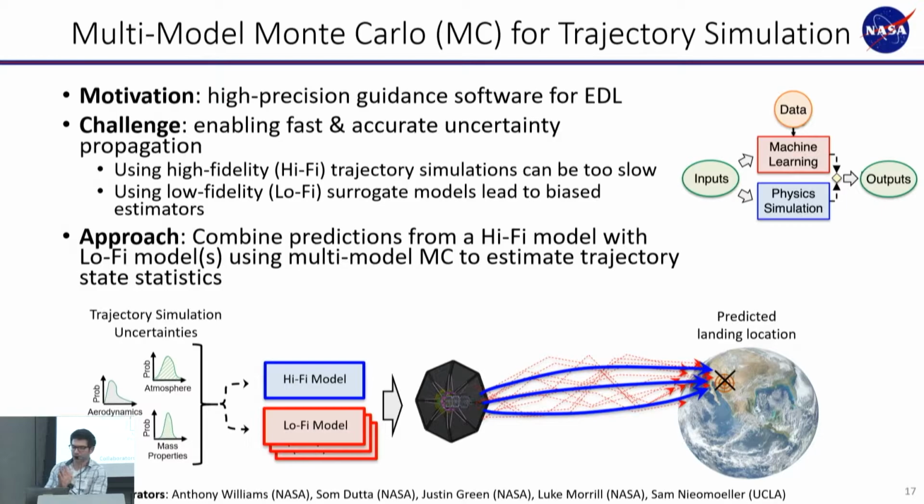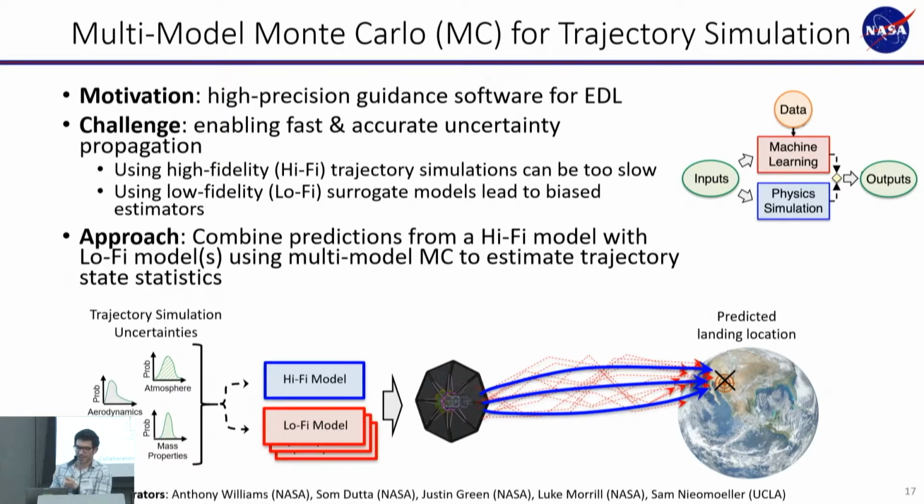All right, first one, multi-model or multi-fidelity Monte Carlo. We're actively working on applying this to a problem in entry, descent, and landing right now. So a model that is a trajectory simulation. Our ultimate motivation in this project in particular is to develop high-precision guidance software for EDL, so ultimately trying to do trajectory optimization. So the technical challenge we're overcoming right now is the need to do uncertainty propagation and to do it fast and accurately.